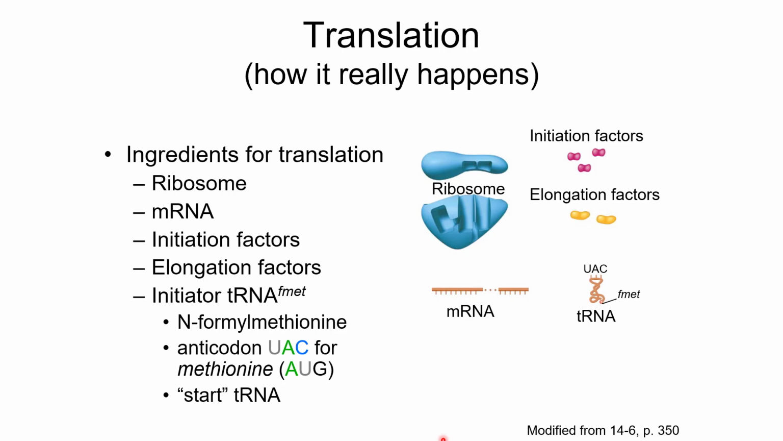All right, now we've gone through all of our agents. Let's look at the ingredients, what we need. So we have a ribosome, we have our mRNA. We're also going to need initiation factors to help us start translation. We're going to need elongation factors to help us with moving the mRNA through and attaching our tRNAs onto it. And we're going to need our initiator tRNA. This is the tRNA that binds to the start codon, and it has the amino acid methionine. Again, our start codon is AUG.